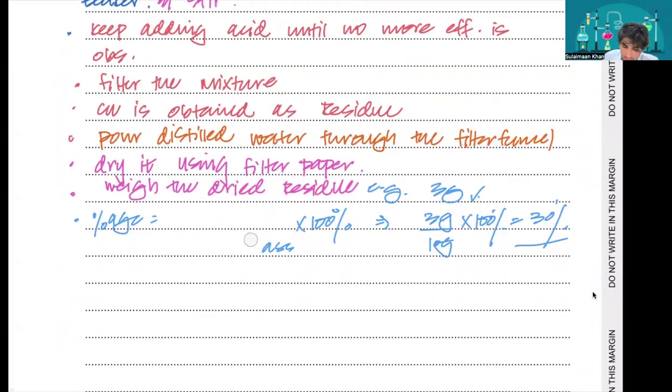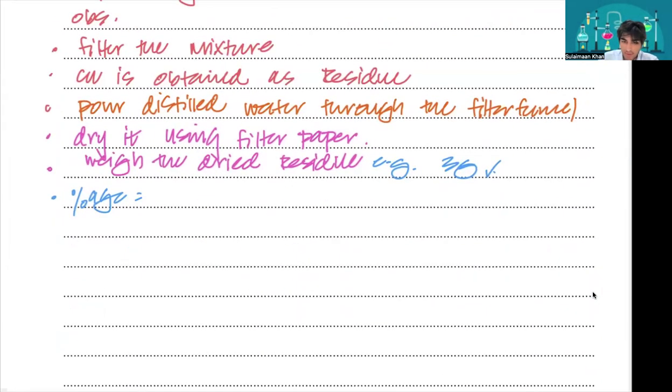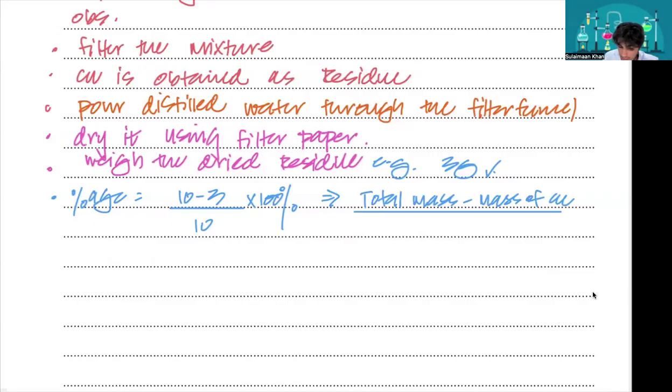But now I don't need the percentage by mass of copper. I need the percentage by mass of zinc. So I'll take the total mass minus the mass of copper, divided by the total mass, obviously, into 100%. You could even write it in words like this. So what do you get? 70%. Easy.